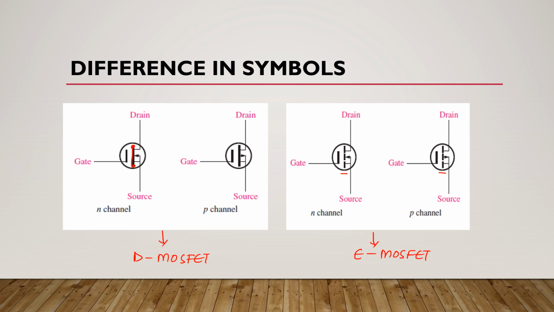Now the direction of this arrow pointing to this channel line indicates whether the conductive channel is a p-type or an n-type semiconductor device. So these are the differences in symbols of D-type and E-type MOSFETs.